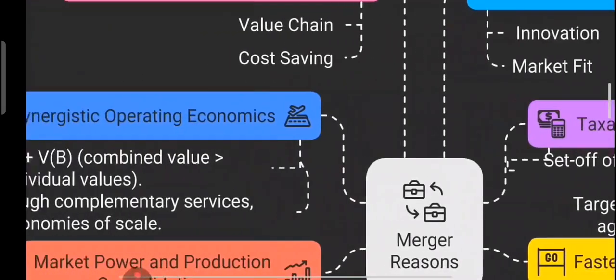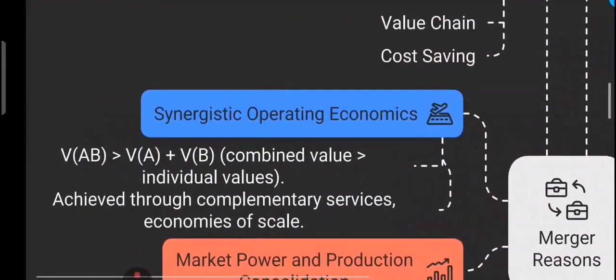Then we have something called synergistic operating economy. What is the meaning of this synergistic operating economy? Let's understand.